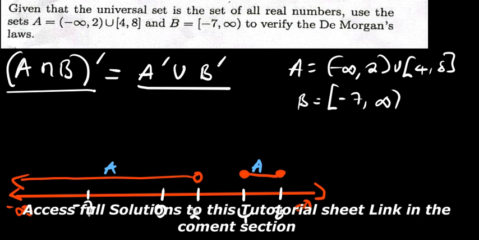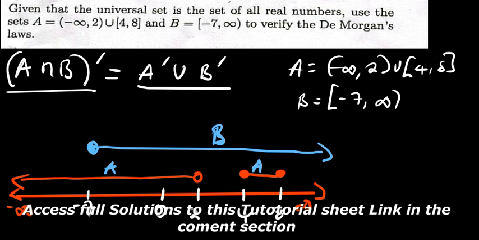Then another thing that we have to look at is B. So B is from negative 7 included, all the way to positive infinity. That is B. Now we are looking at the intersection, so we are just removing the intersection. So the intersection is this part.